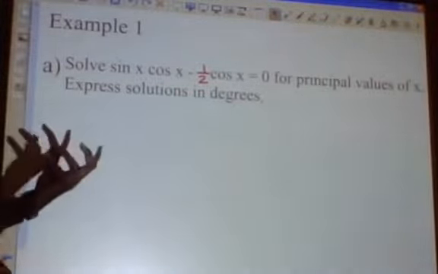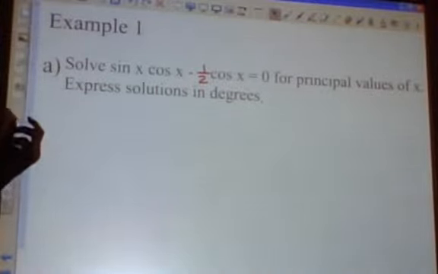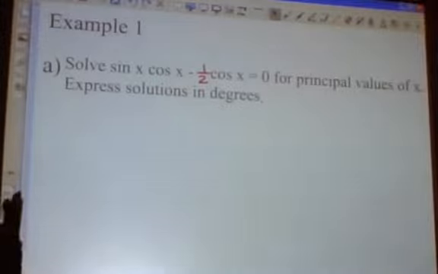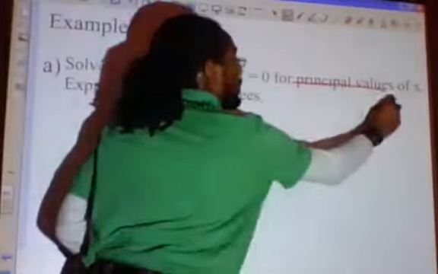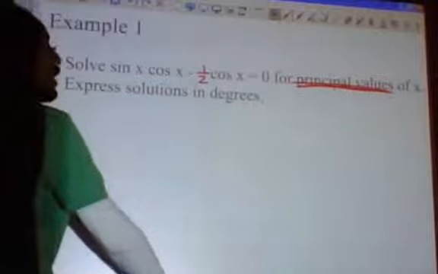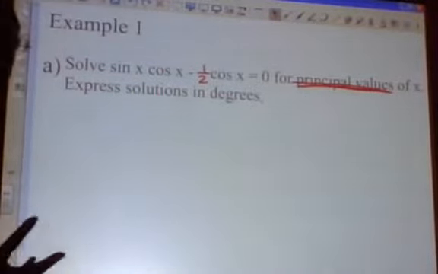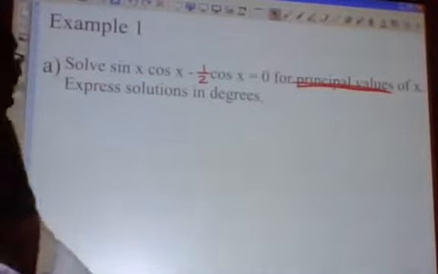And in example 1, we're going to start with A. So this one says solve sine x cosine x minus cosine x equals 0 for principal values of x. So once again, principal values. So we're looking for one answer for this when it comes to our sine and cosine functions or any of the functions that we're dealing with. And express the solutions in degrees. So make sure you remember how to do degrees and radians, because we're going to deal with both of them in this section. All right, so let's take a look at this one.